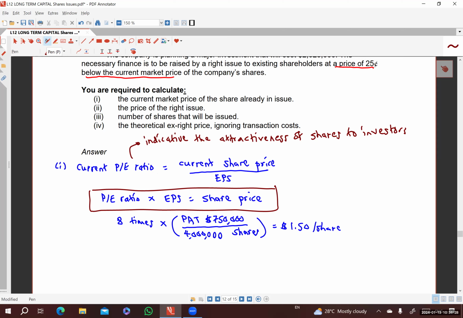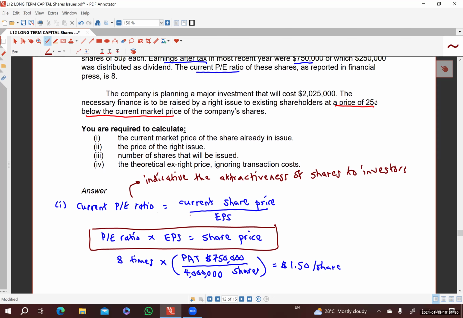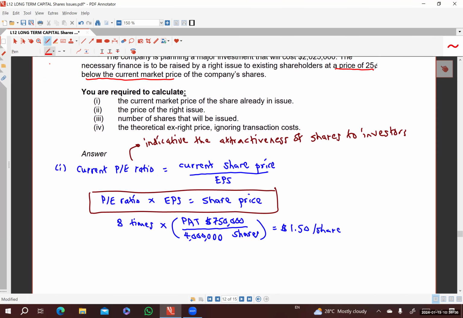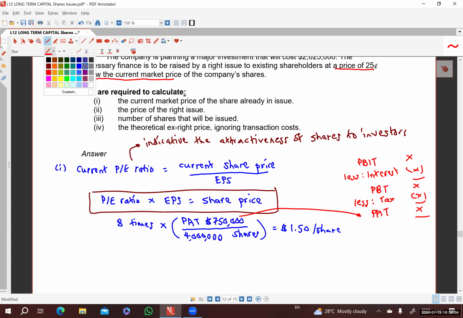Profit after tax is given here. Sometimes you may need to work it out by yourself. It is from the income statement: PBIT or operating profit, you pay interest, you get profit before tax, correct? Then you pay tax, you get profit after tax or earnings. So profit after tax is this figure. Sometimes you may need to find that by yourself.